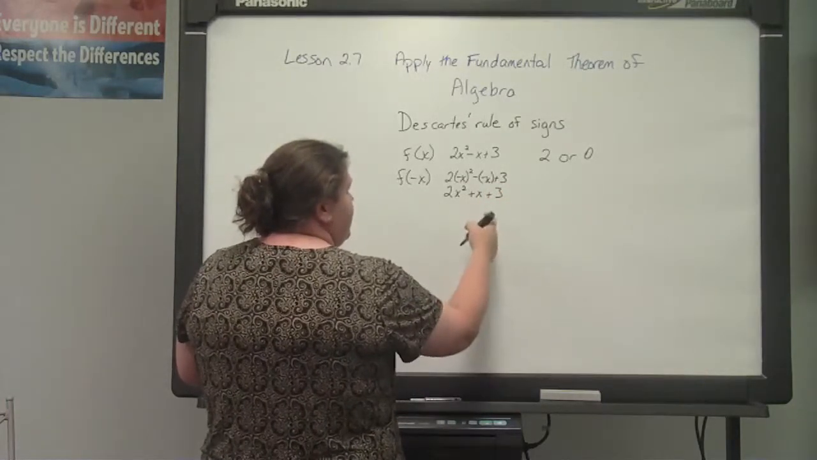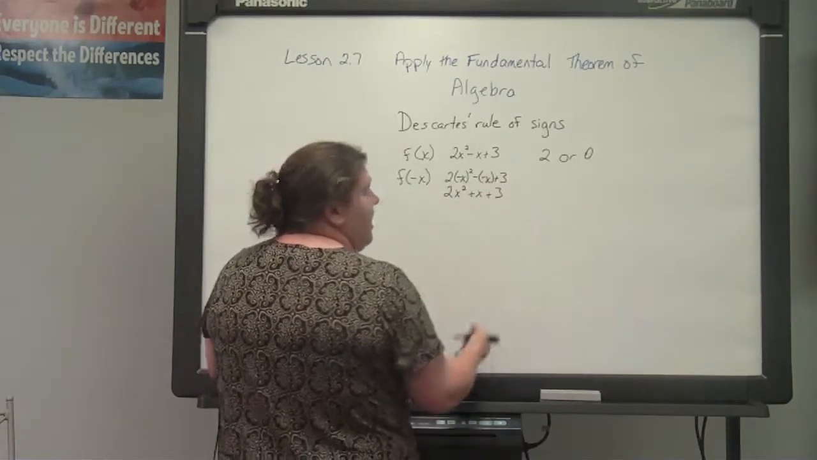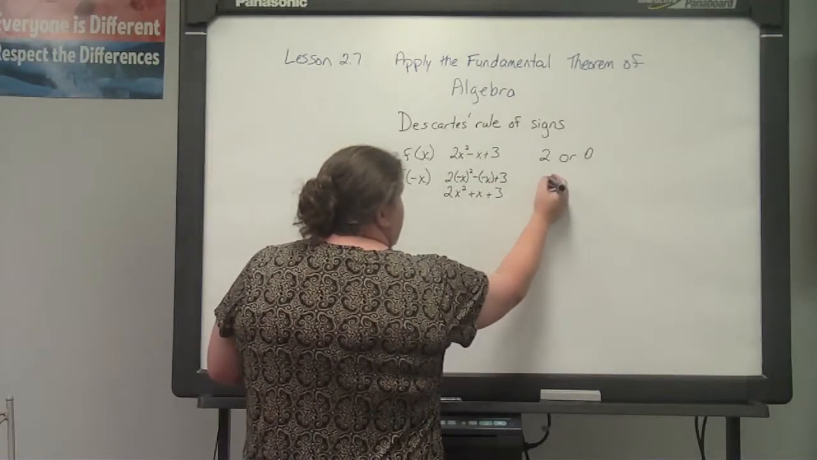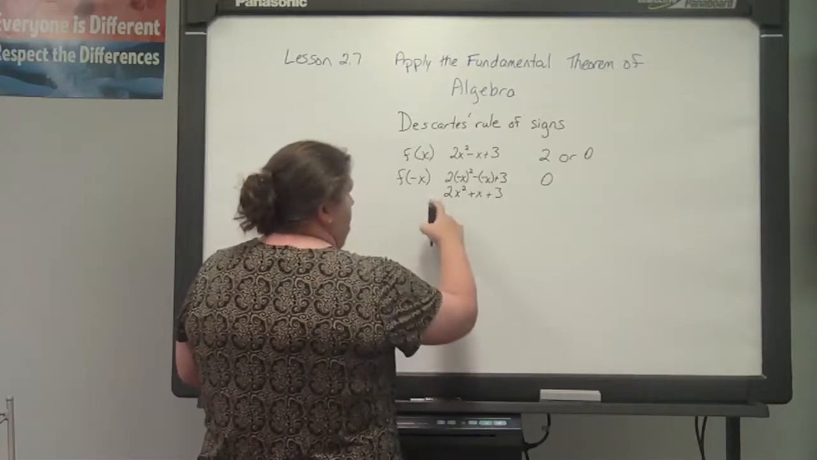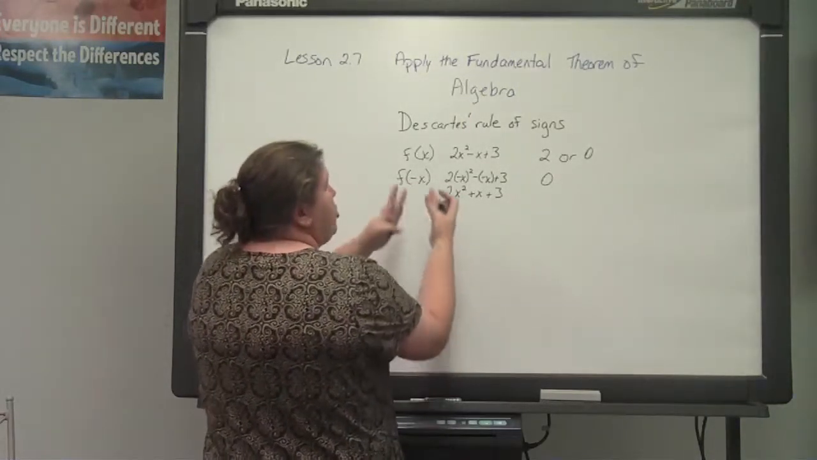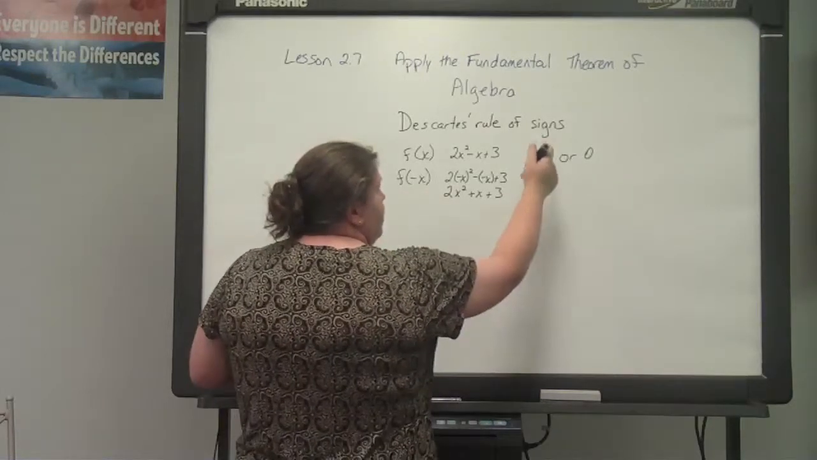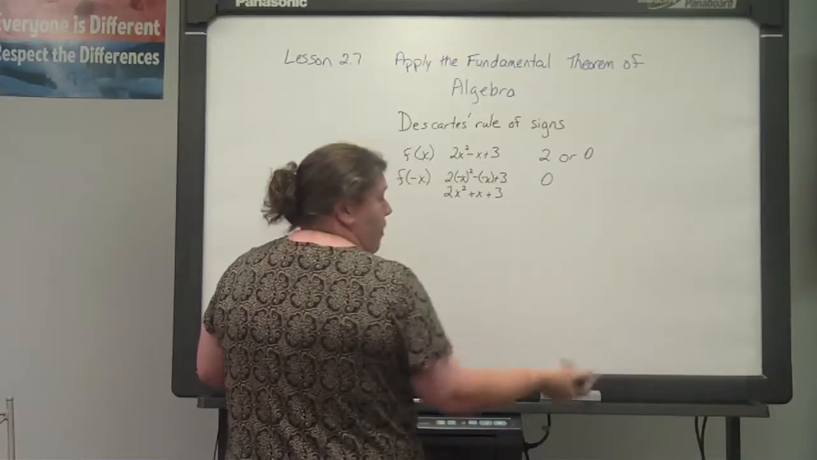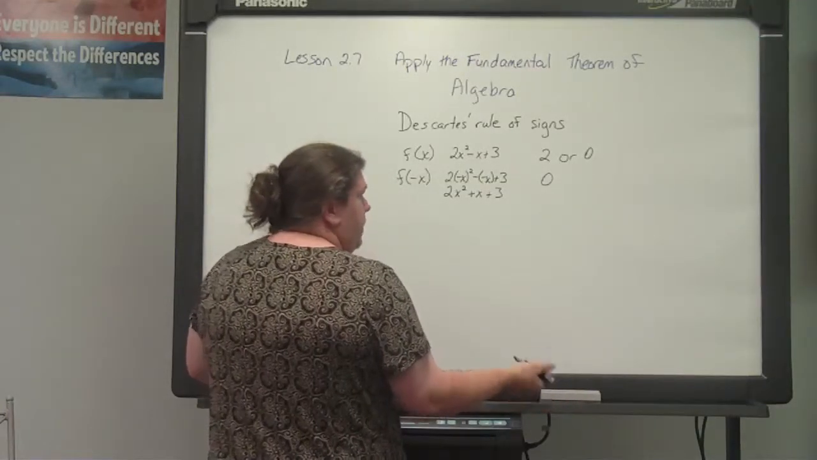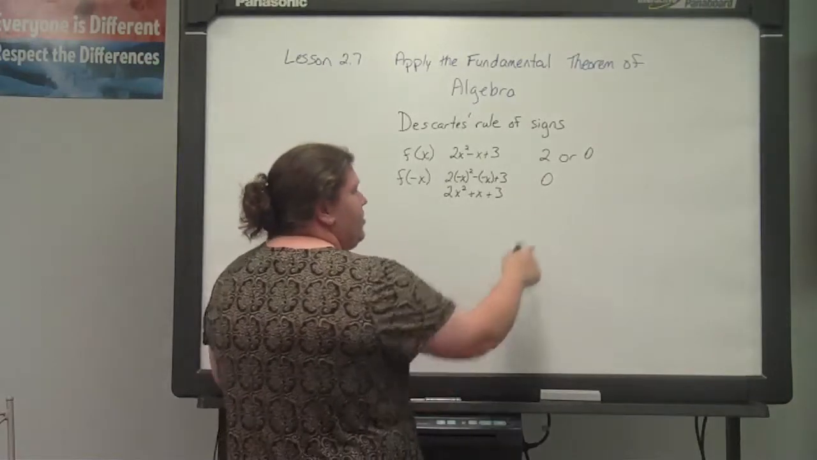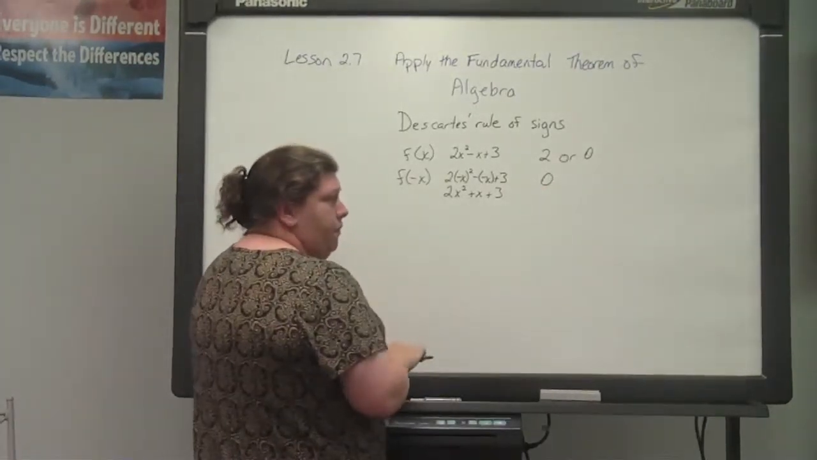So for this instance, we have no changes. So again, we would have 0 changes because it's all positive. And if we had had 2 changes again, it would still be 0 or the next even down. But in this case, we don't have negative zeros. And so it would just be 0.